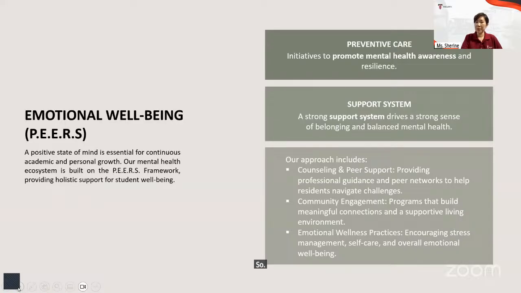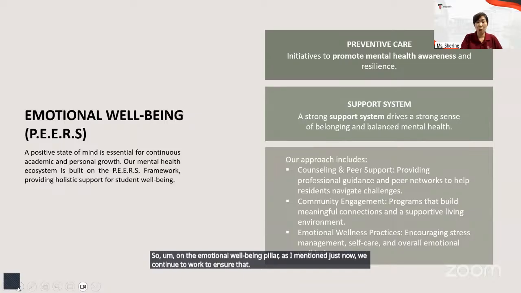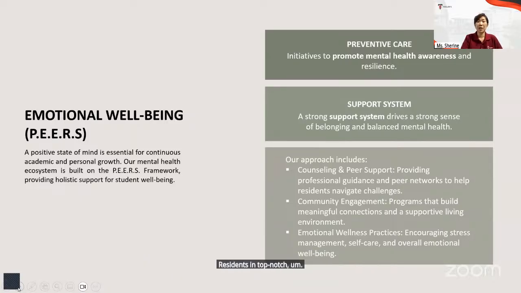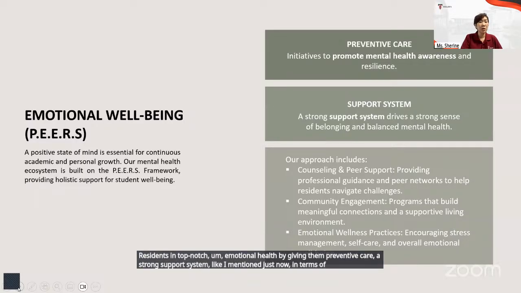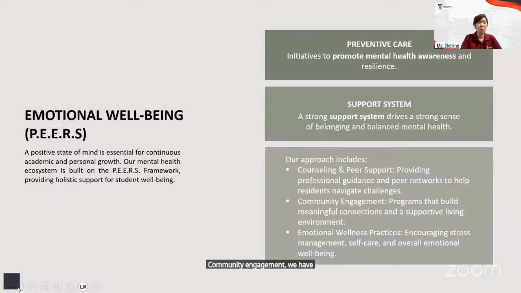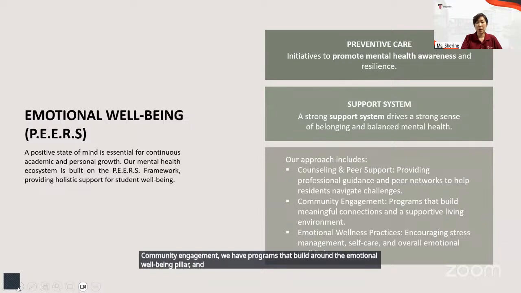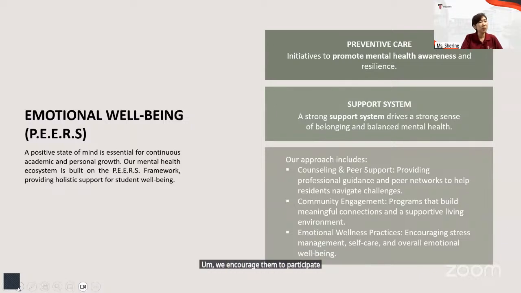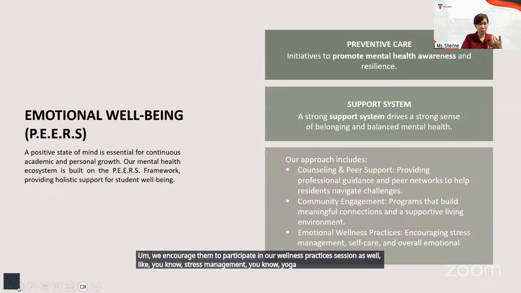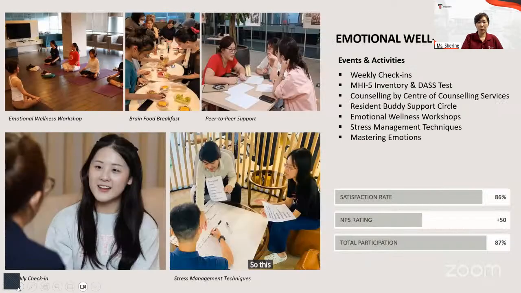So on the emotional well-being pillar, as I mentioned just now, we continue to work to ensure that all our residents are in top-notch emotional health by giving them preventive care and a strong support system, in terms of counseling and community engagement. We have programs built around the emotional well-being pillar, and we also encourage them to participate in our wellness practices sessions, like stress management and yoga sessions to de-stress and relieve themselves, and also we take care of their overall emotional well-being.